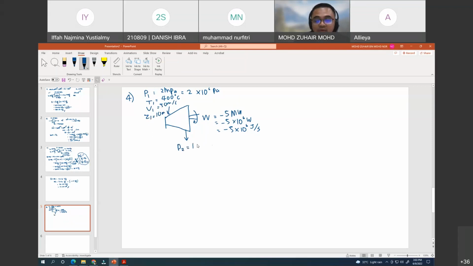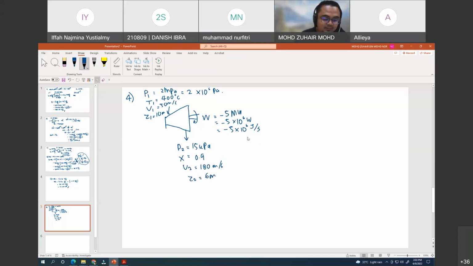P2 equals 15 kilopascal. Ni tukar kepada kilopascal tak ya. And then X is 0.9. Bila X ni, that means the substance is a mixture of liquid and vapor. V2, velocity 2, is 180 m/s, and then we have Z2 equals 6 meter.